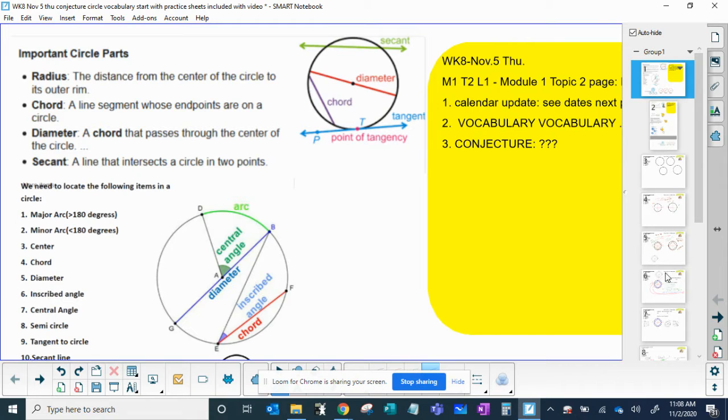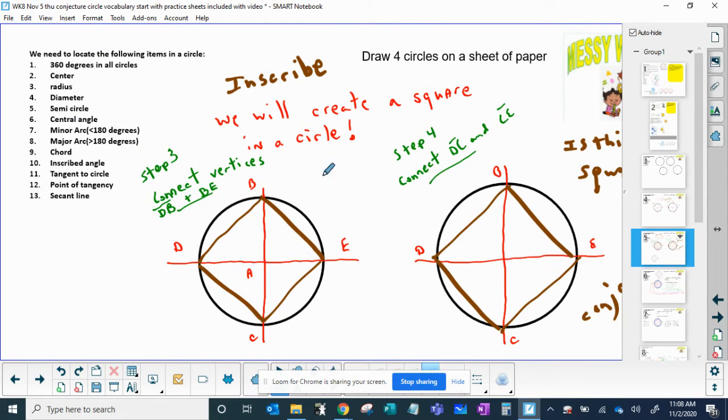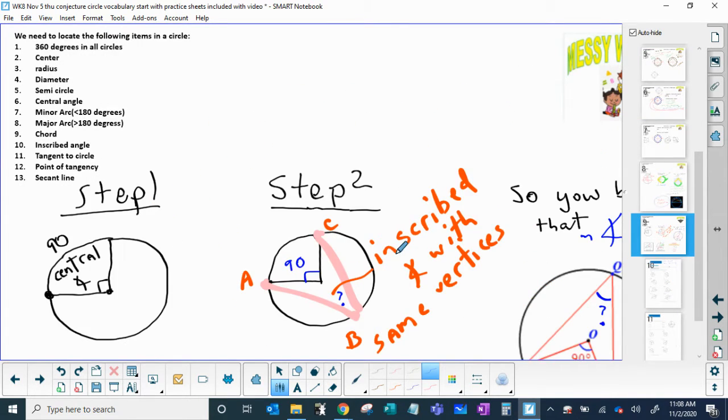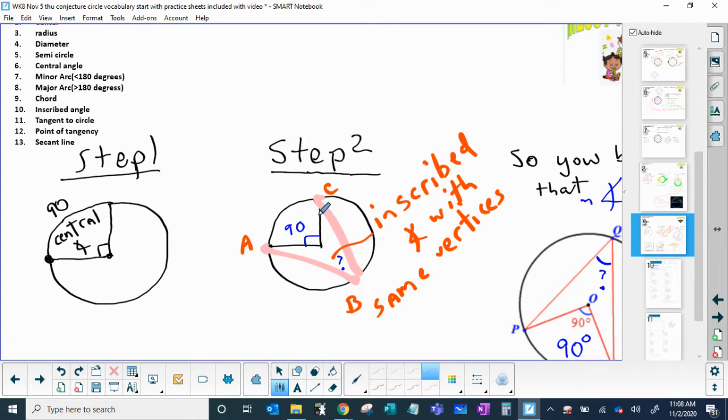In class, I had you draw some strange circles and try to make conjectures on what makes a square a square. Did you believe that this creation was indeed a square? And what is the conjecture you can say to make that and verify that to be true? Then we went on to make more conjectures about angle measures and arc length.